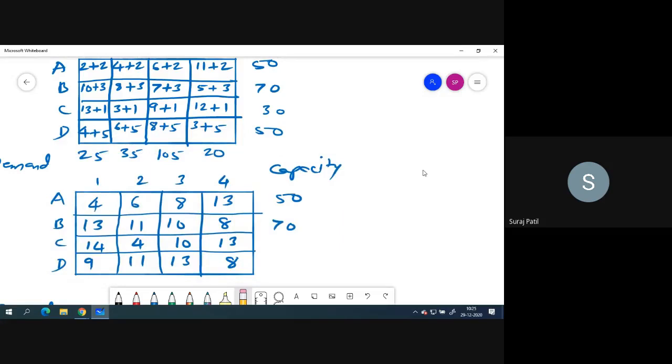Okay, let it be 50, 70. I'll just write a bit away so that capacity, it is 50, 70, 30, and 50.